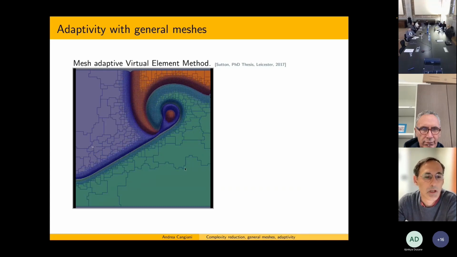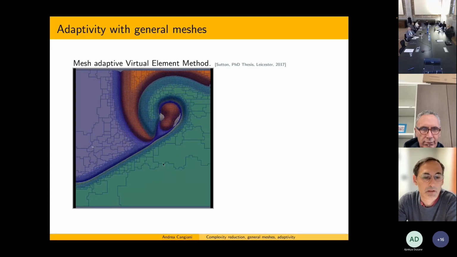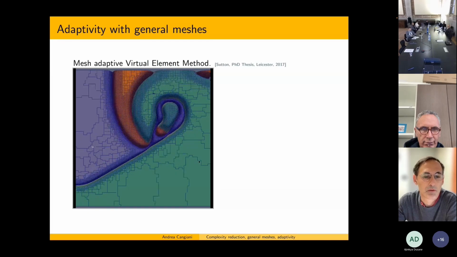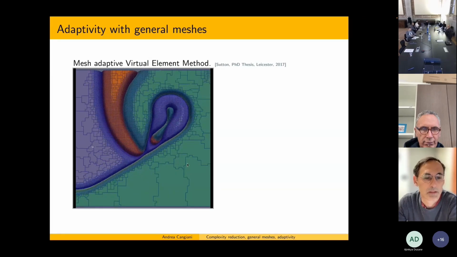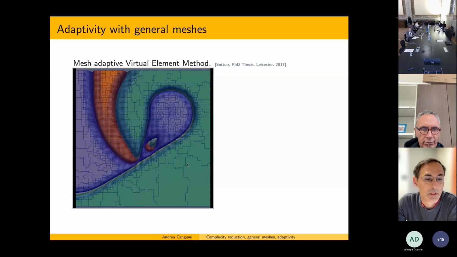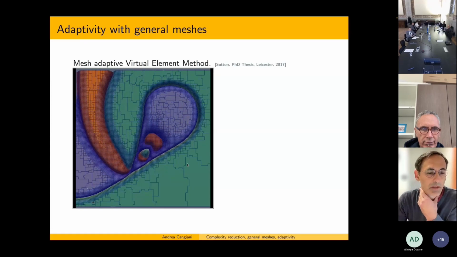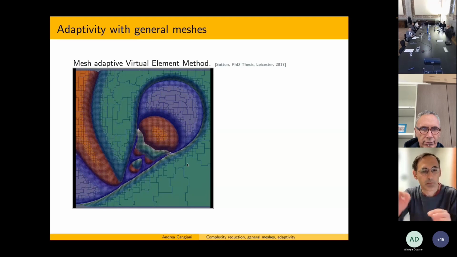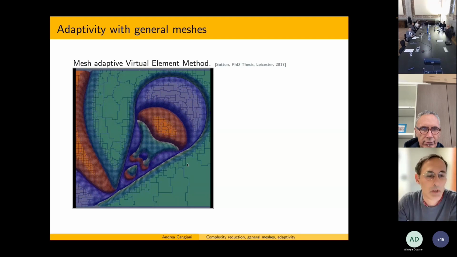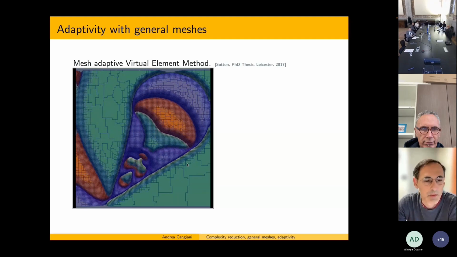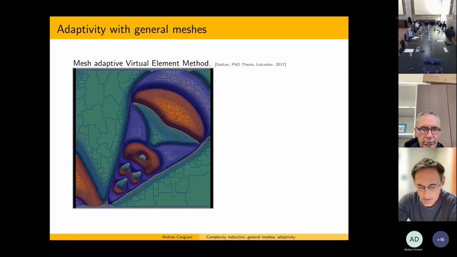What you see here are indeed the meshes used. These huge polygons here, for instance, is truly the mesh that is used to simulate this system of 3 species that are mutually exclusive, so they tend to have very sharp layers between them. So it's a very good toy example.